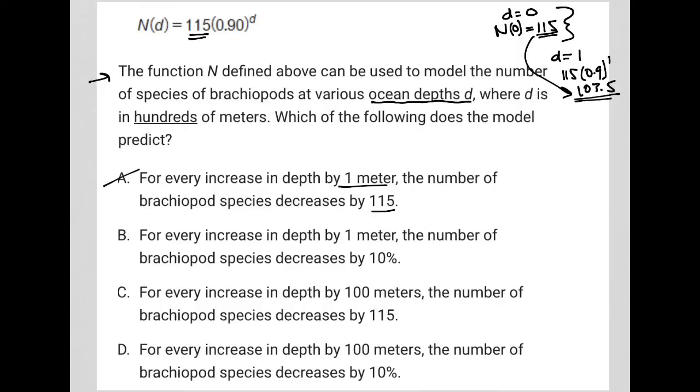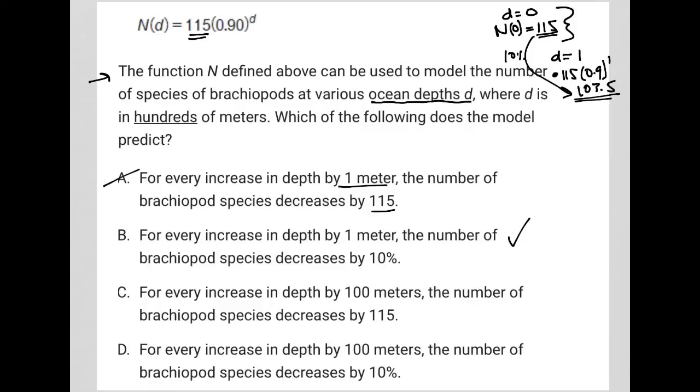Choice B, for every increase in depth by 1 meter, the number of brachiopod species decreases by 10%. Okay, well, let's see. What is 10%? Is this a 10% decrease? I think it is. So 10% of 115, obviously here, 115 times 0.9 represents a 10% decrease. So I like that. So B sounds good.